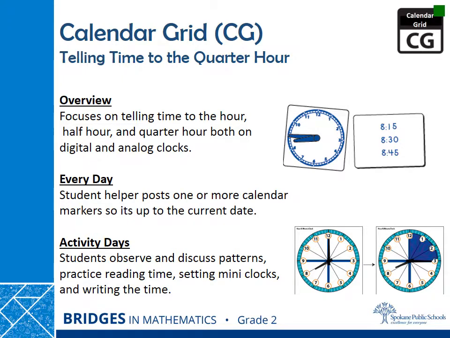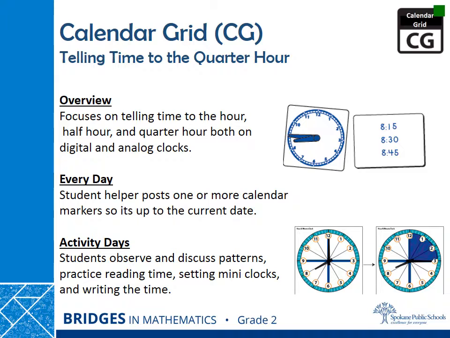Calendar Grid in November reviews telling time to the hour and half hour and places emphasis on telling time to the quarter hour on both analog and digital clocks. Each day you can open by having a student helper lead the class in saying the date and adding or turning over the calendar marker for the day.